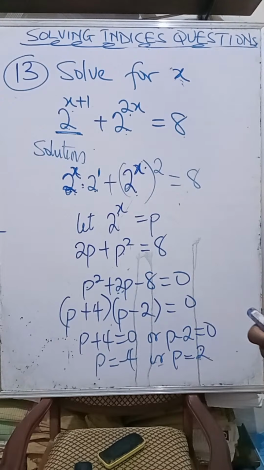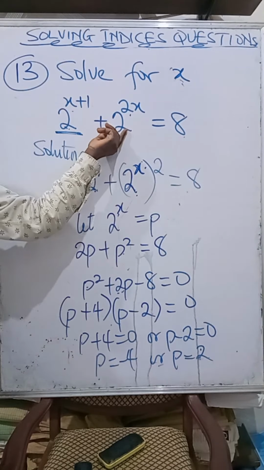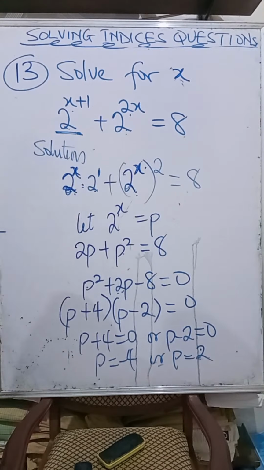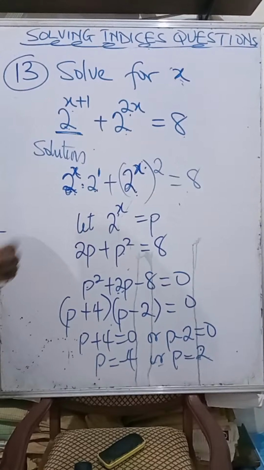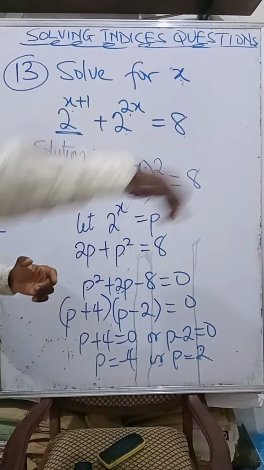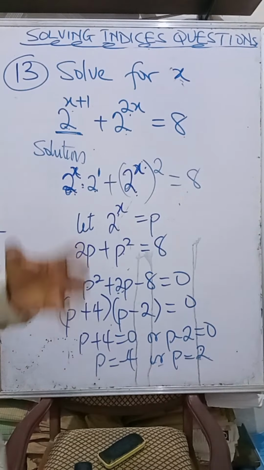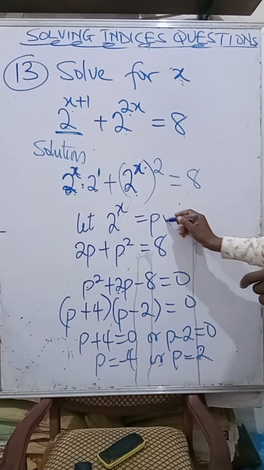Is that the end of the solution? Capital no. That's not the end of the solution, because p wasn't in the question. We are the one that introduced p to the solution. What we have initially is x. So it's x we are looking for. P wasn't in the question. Okay. So we now go back from here.